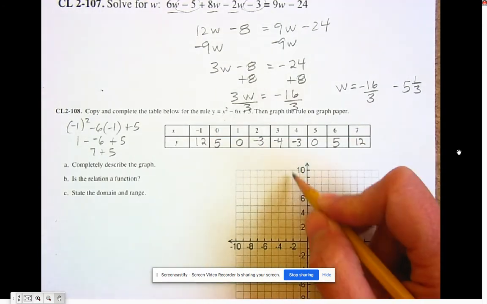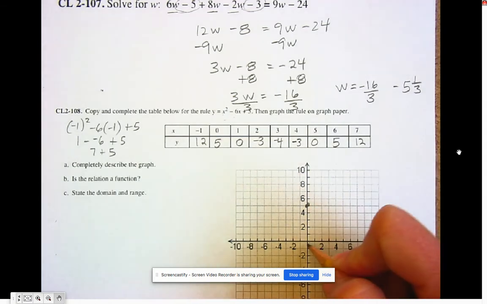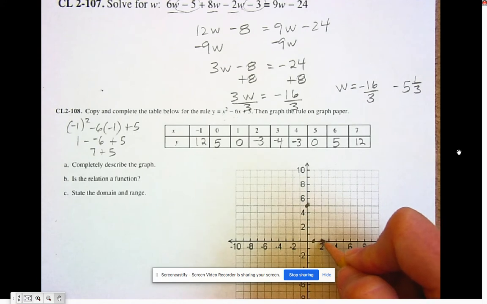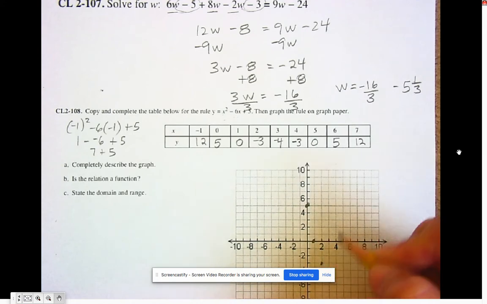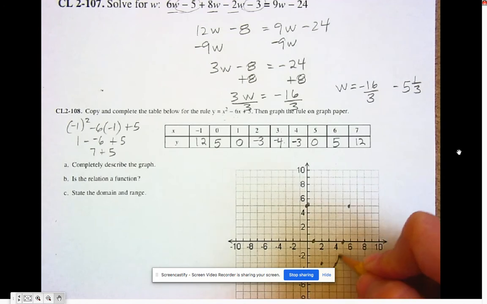So negative 1 is 12, looks like it's off the graph. 0 is 5. 1 is 0. 2 is negative 3. 3 is negative 4. 4 is negative 3. 5 is 0. 6 is 5, and it looks like 7 is off the graph. It looks like it makes a parabola.